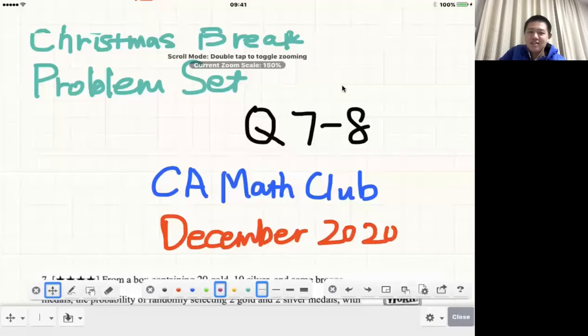Hi guys, this is the demonstration for questions number 7 and 8 in the Christmas break problem set. They are both 4-star questions and should be fairly challenging, but I trust you guys could all do this.